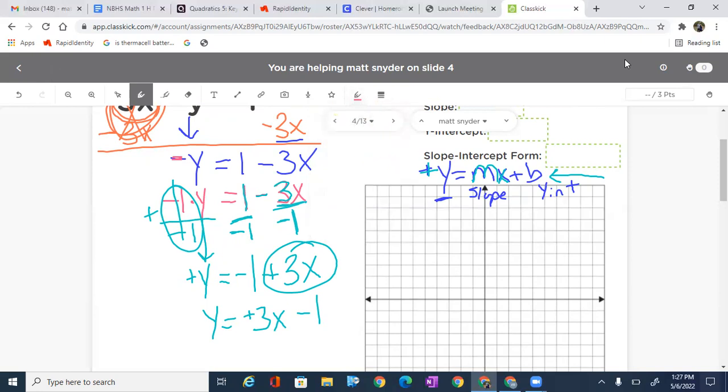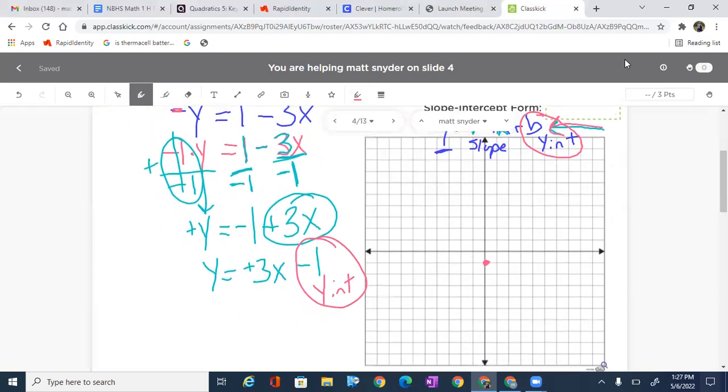We're going to start with our y-intercept. If you remember, the y-intercept is right here. It is the last part, the constant that is by itself. Our y-intercept is negative 1. So I'm going to go to negative 1 on the graph and just put a data point right there.